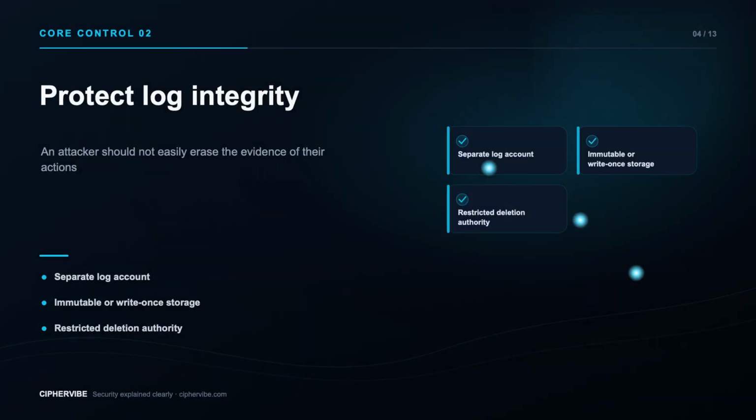The second building block is protect log integrity. Route logs to protected destinations separated from routine workload administration, restrict deletion and policy changes, use immutability or write-once controls when appropriate, and alert on log disablement, delivery failure, or retention reduction. Treat logging configuration as a high-value control plane.